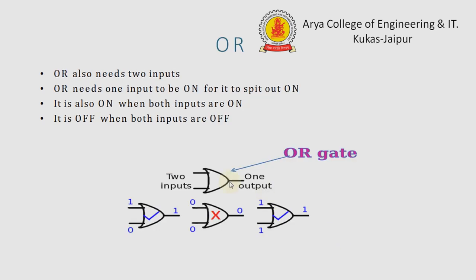Now next, the OR gate. OR also needs two inputs.